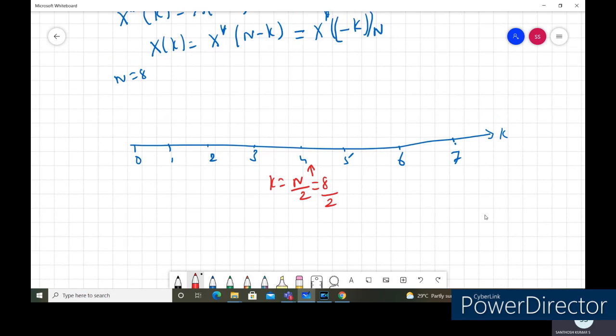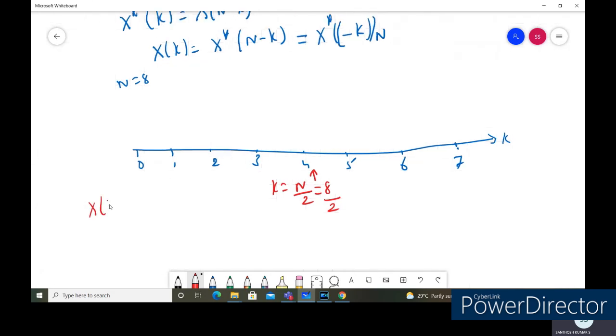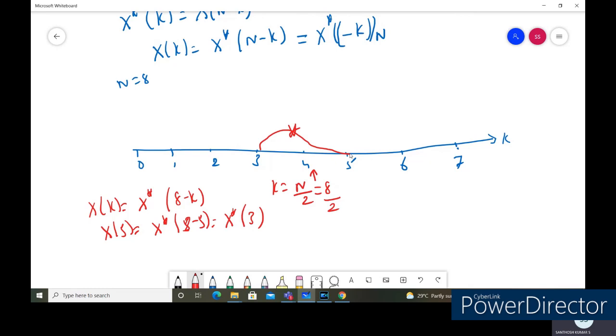For example, I write the formula: X of k is equal to X conjugate of 8 minus k. If I substitute k is equal to 5, X of 5 will be equal to X conjugate of 8 minus 5, which is X conjugate of 3. It means that if I know X of 3 and take its conjugate, I can obtain X of 5. Similarly, if I take the conjugate of X of 2, I can obtain X of 6.